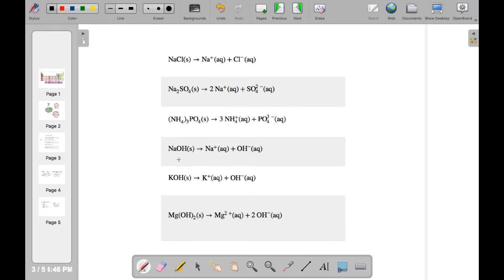Going on down. Well, we have sodium again. That's always going to be +1. That makes sense. And these are easier. Notice how there's no subscripts down here. I have one sodium cation. I have one hydroxide anion. I already know sodium's +1. I know hydroxide's -1. On a test, that's easy. So I'm going to put in the charges.